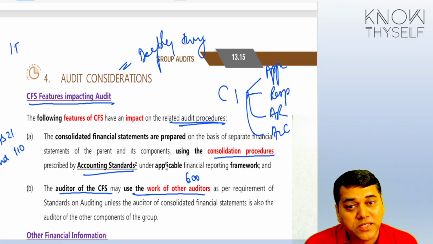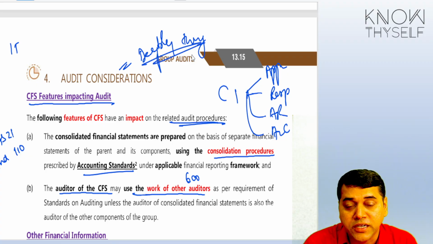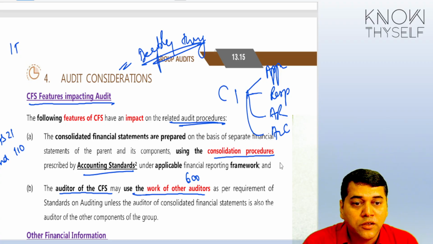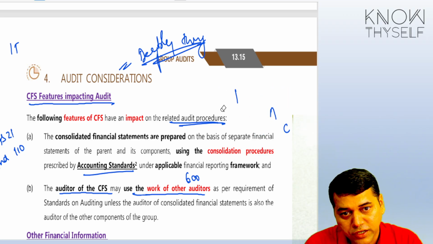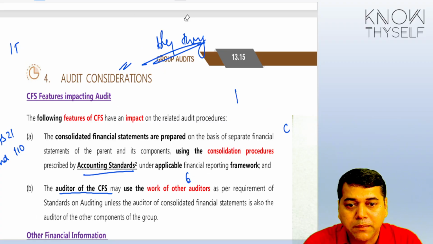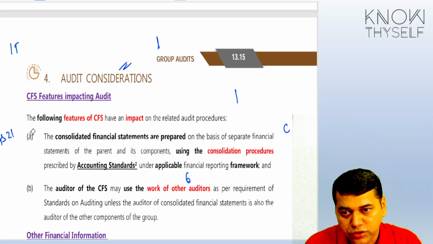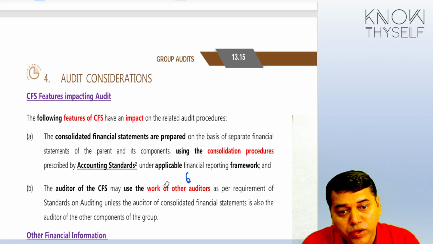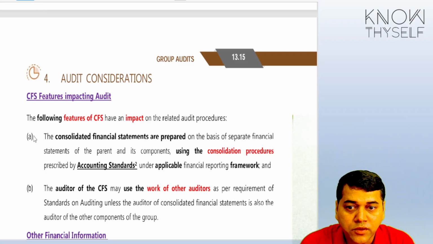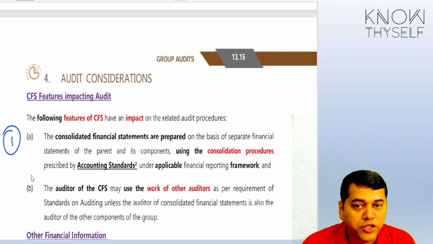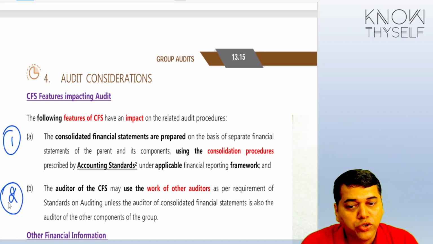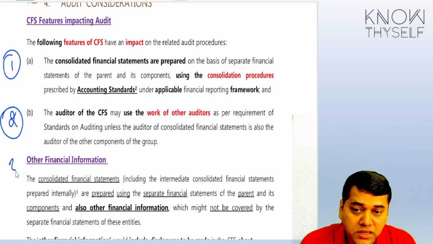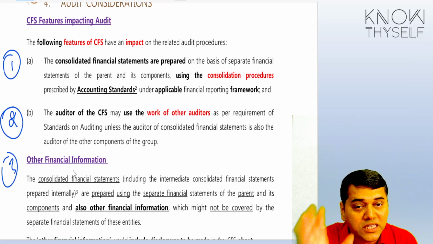Now, what are the special considerations, or what should you deeply think about? One thing is, since your consolidation is dependent on the framework, accounting standard or Ind AS, what is applicable? That's what you need to think. Now, who is the auditor of the subsidiary? Whether you or someone else, that's what you need to think. So this is point number 1 you need to consider. This is point number 2. The point number 3 you need to consider is something called other information.